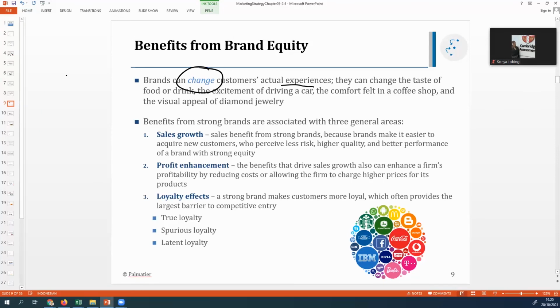Okay, I like the brand of the new Pajero Sport.